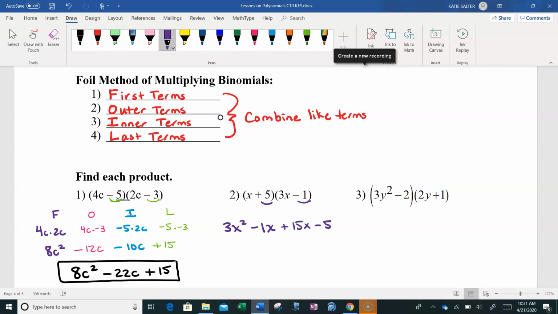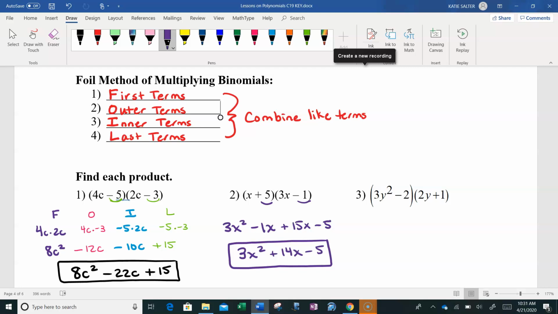And then after we go through and we do our FOIL, we look, do we have any like terms? And in this case, we do. We have a negative 1x and 15x, so we combine those to get 3x squared plus 14x minus 5. So if you like FOIL, you can do it pretty fast.